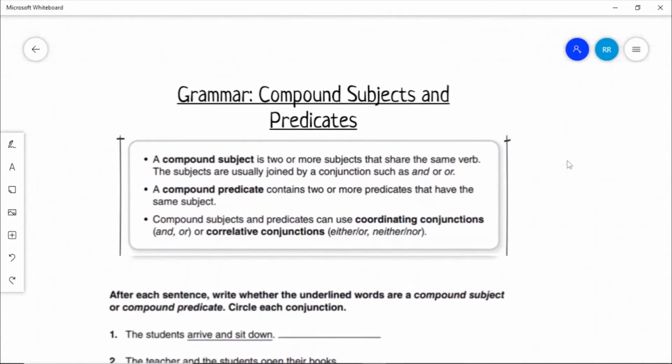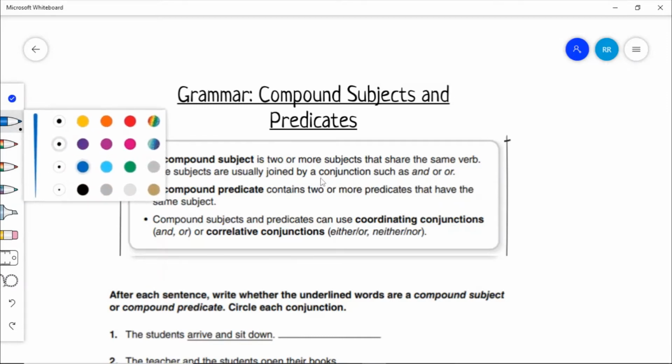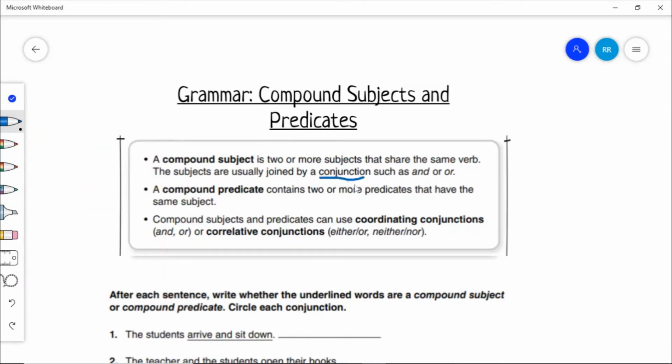So, this is what I want you to remember. A compound subject is two or more subjects that share the same verb, so they have the same predicate. The subjects are usually joined by a conjunction such as and or. So this is a new word for you. I need you to learn conjunction. When I say conjunction, these are conjunctions: and, or. Deal? So we join the compound subject with and or.